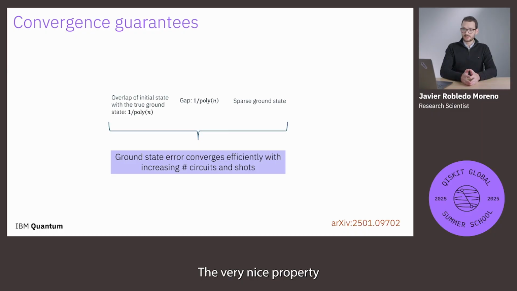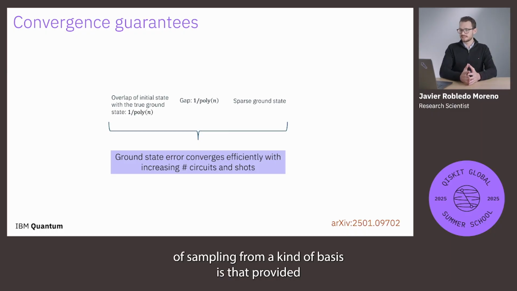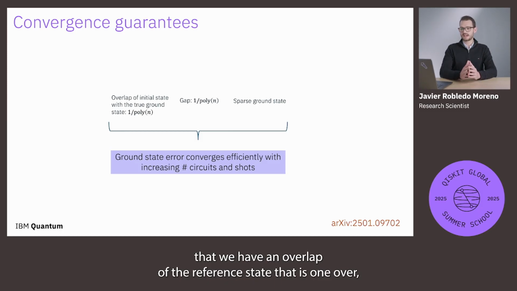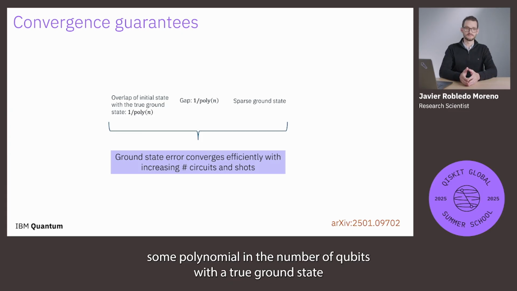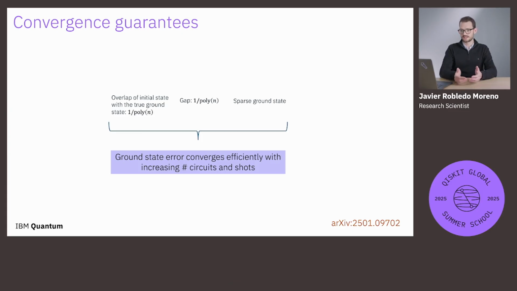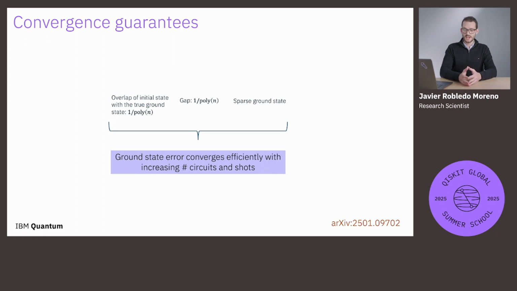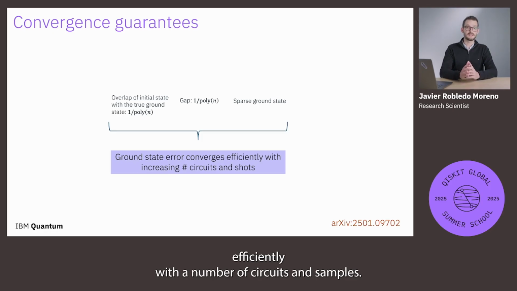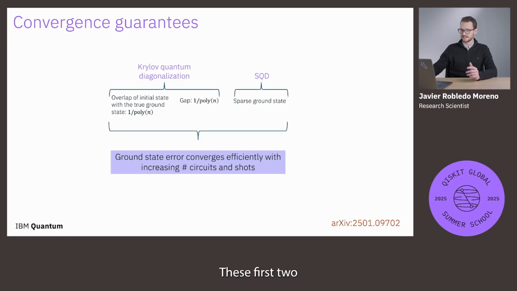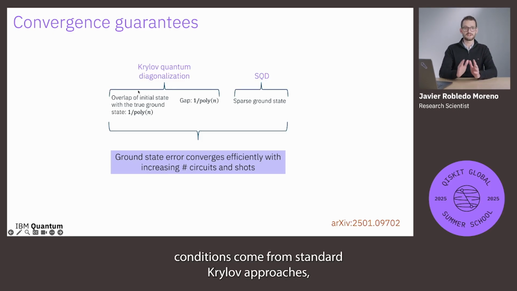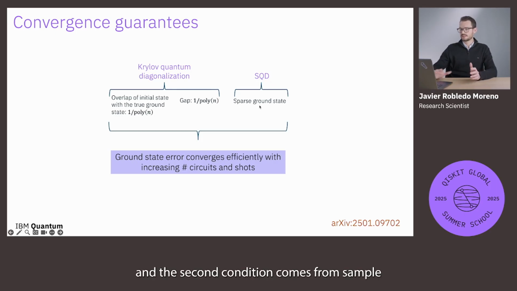The very nice property of sampling from a Krylov basis is that, provided that we have an overlap of the reference state with the true ground state that is 1 over some polynomial in the number of qubits, that the gap doesn't vanish exponentially, and that we have a sparse ground state, we can prove that the ground state error converges efficiently with the number of circuits and samples. These first two conditions come from standard Krylov approaches, and the last condition comes from sample-based quantum diagonalization.